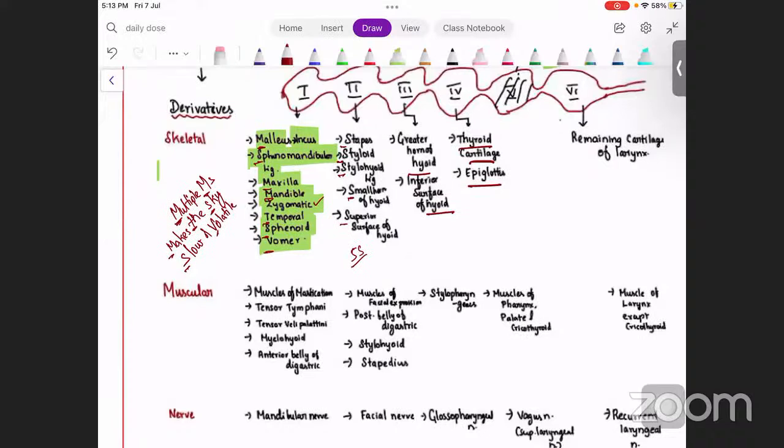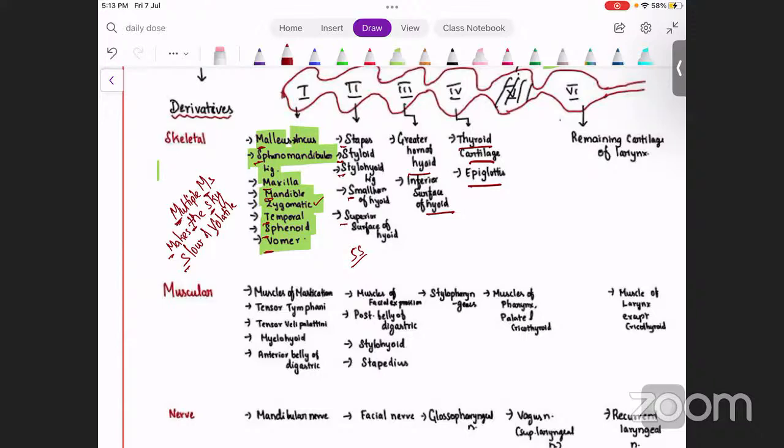So what is the mnemonic we used to remember for the pharyngeal arch 1? Multiple M makes the sky slow and volatile. So multiple M stands for malleus and maxilla, mandible, sphenomandibular ligament, temporal, and then you have the sphenoid bone, and then you have the vomer, zygomatic, and incus.